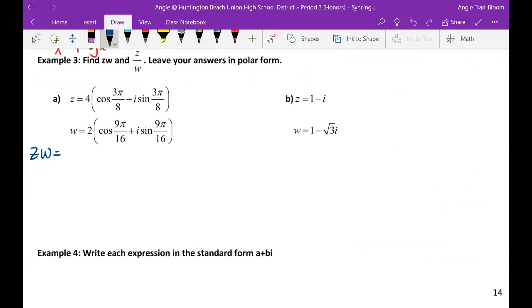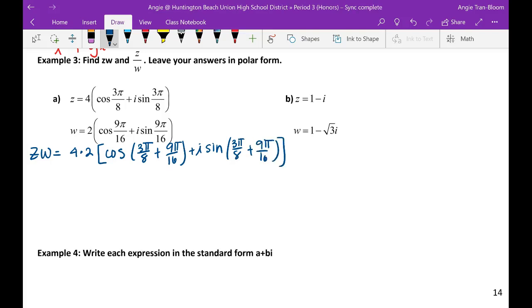Keep that in mind when we're working these out. So multiply first. I'm going to take my 2 radii, so 4 times 2. Then I'm going to add my angles. So cosine of 3 pi over 8 plus 9 pi over 16, that's the 2 angles adding together, plus i times sine of 3 pi over 8 plus 9 pi over 16. From here, I would just sit here and simplify. So let's work it out.